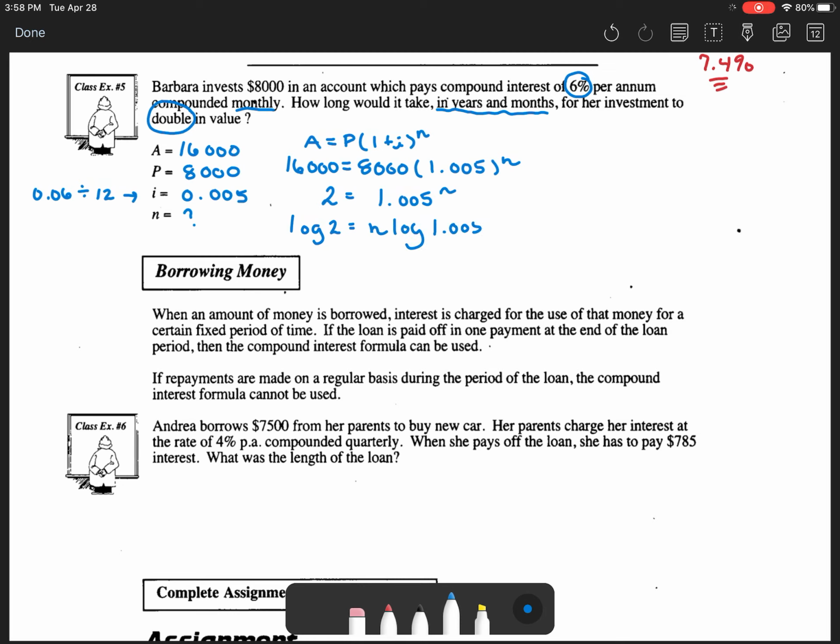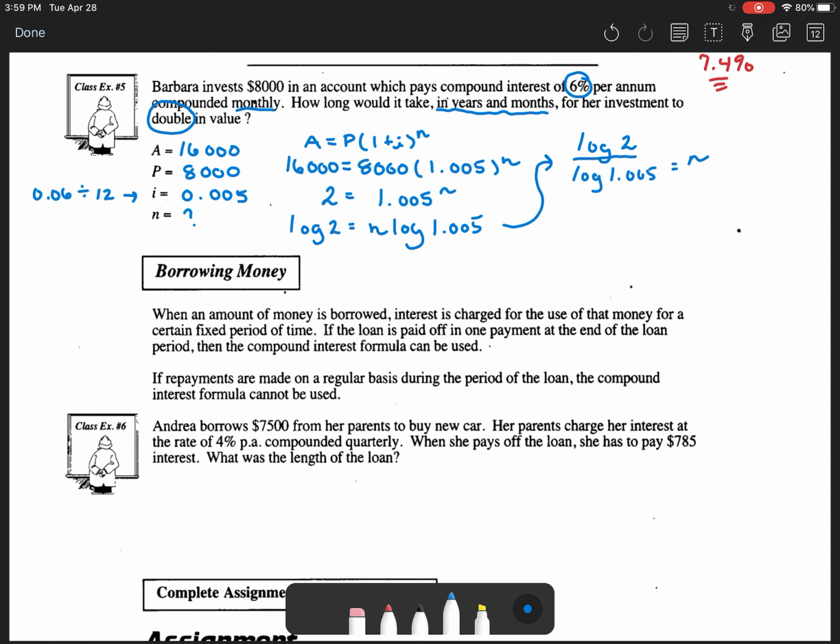Okay, so from here, you have 2 options. Either I convert this into log form, or I use laws of logarithms to basically solve for n. So if I use laws of logarithms, remember I'm going to go log 2 equals the n comes down in front, and then the log of 1.005.